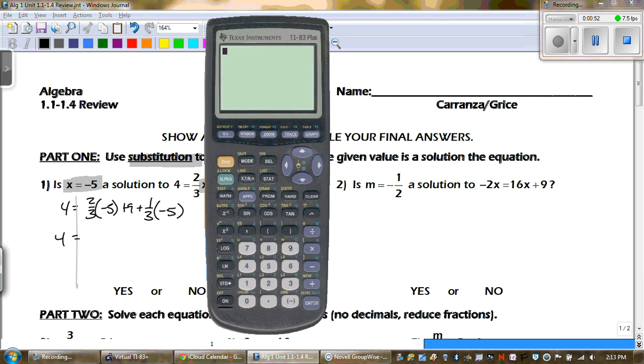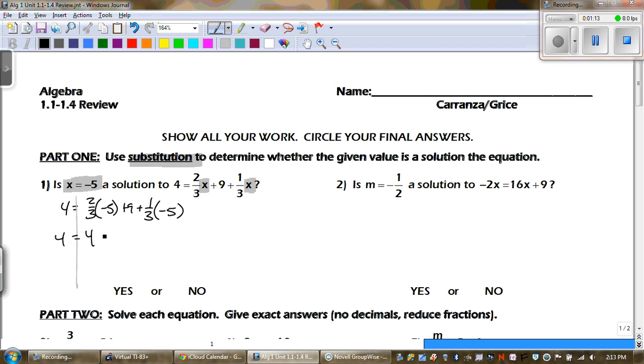So we have 2 divided by 3 times (-5 plus 9) plus 1 divided by 3, or 1/3, times -5. And when you plug all that in, if you type it in correctly, you'll get the right answer, which is 4. So, is it a solution? Yes, it is.